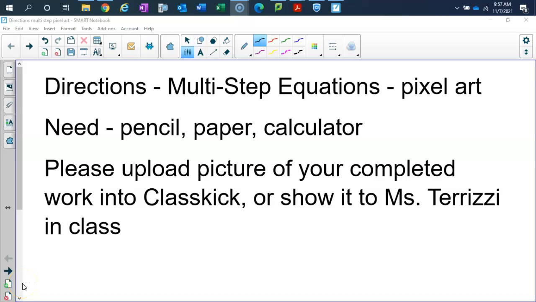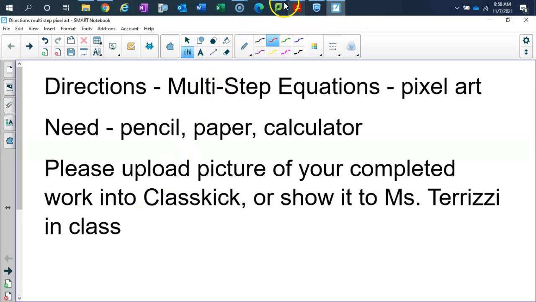All right, guys, today we're going to do a little bit of a review with a pixel art. It's a review of multi-step equations. You need pencil, paper, and calculator. Those of you that are virtual students will be uploading your work that you do with your pencil and paper into ClassKick when you're done with this. If you are an in-person student, you will show me this work in class.